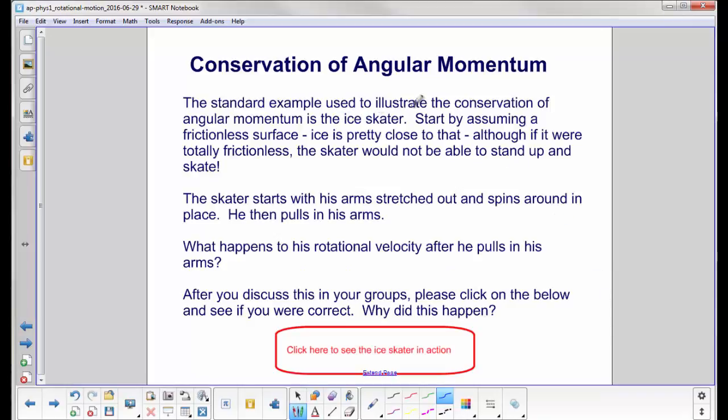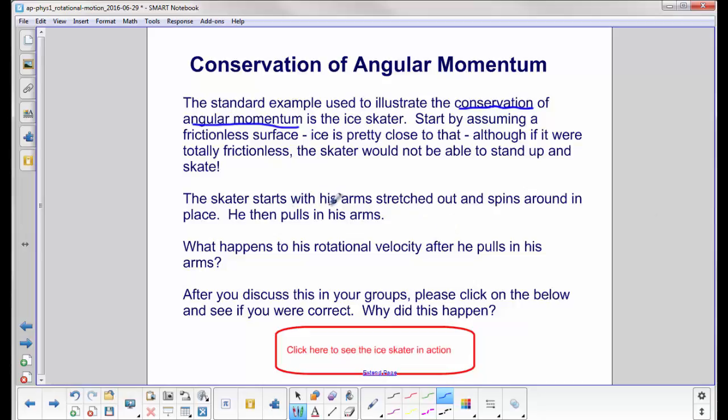The standard example used to illustrate the conservation of angular momentum is the ice skater. Also, a lot of labs have a little seat with a wheel on top of it that you can sit on and rotate, and that's also a good way to do this if you don't have an ice skating rink in your classroom. Start by assuming a frictionless surface. Ice is pretty close to that, although in reality, if it were totally frictionless, the skater would not be able to stand up and skate, and none of this would work. But friction is pretty small.